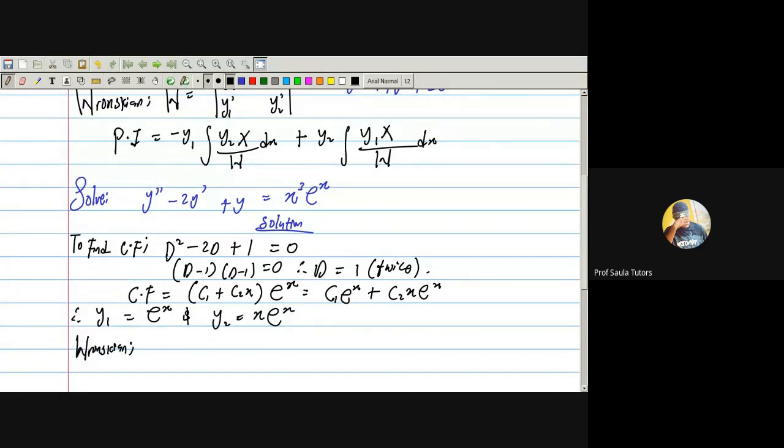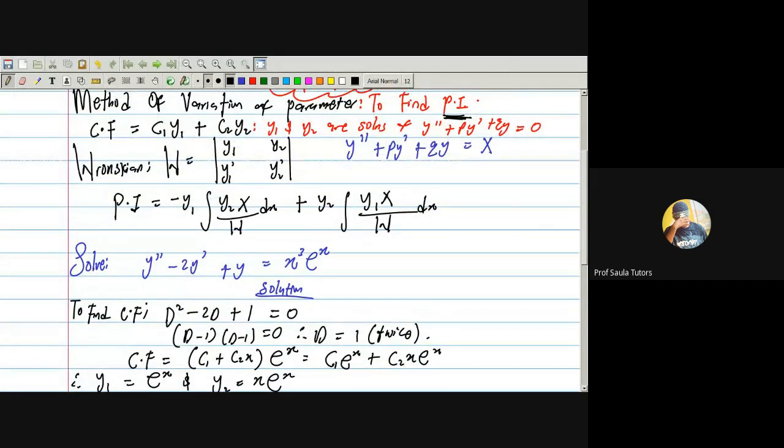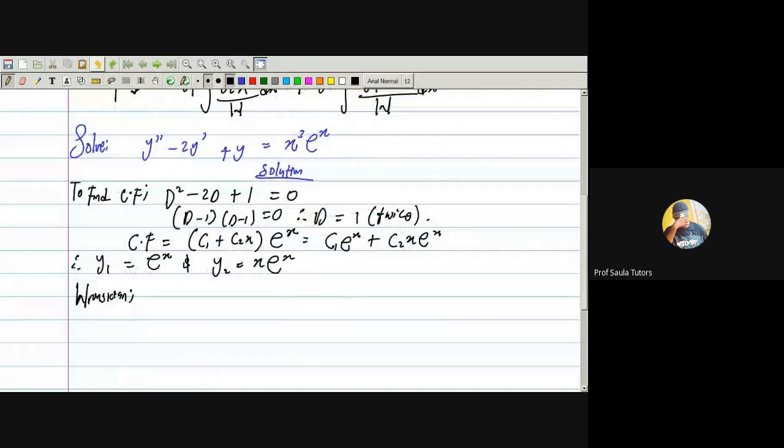Get your Wronskian. Remember, I'm following everything I've explained here. After we get y1 and y2, the next thing is to find our Wronskian. So let's get this Wronskian first. What's the Wronskian? Remember, y1, y2. Let's go. What's my y1?